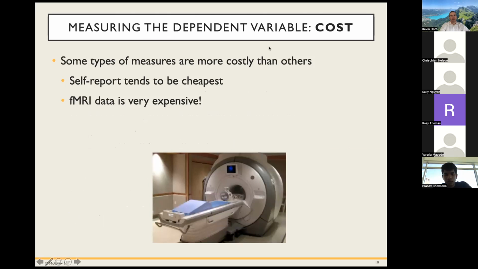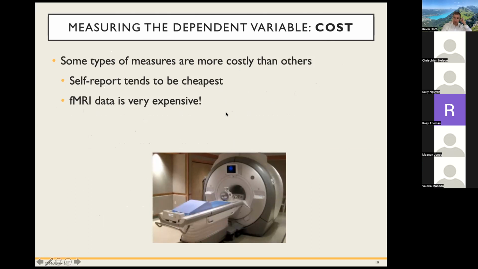And then a final consideration is cost. There are vast differences in terms of the cost of different sorts of measures. Self-report tends to be really cheap. Sometimes you do have to pay people to take surveys in order to get enough, but you don't have to pay them that much. Whereas running a single participant through an fMRI study costs several $1,000s.